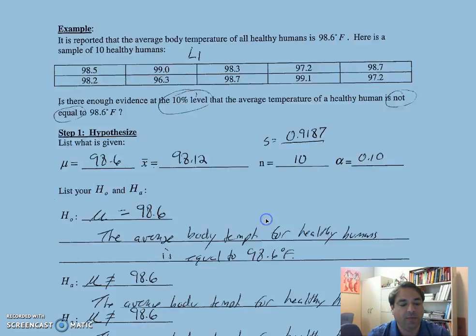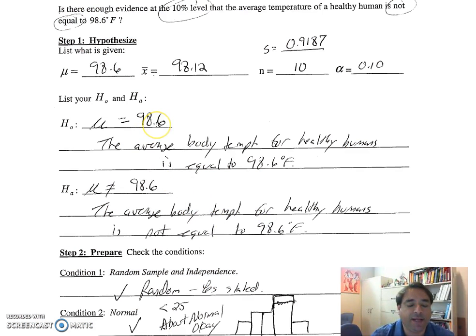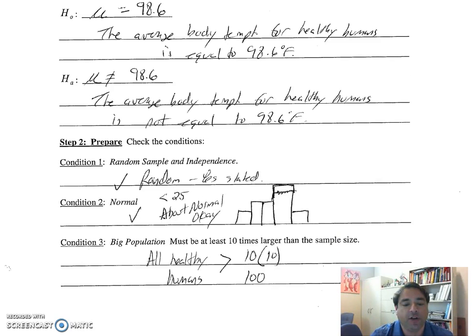Okay, so our H0 is mu equals 98.6. The average body temperature for healthy humans is equal to 98.6 degrees Fahrenheit. Ha is mu not equal to, from the problem, not equal to 98.6. The average body temperature for healthy humans is not equal to 98.6. We're going to check our conditions. Is it random? Yes, it's stated.